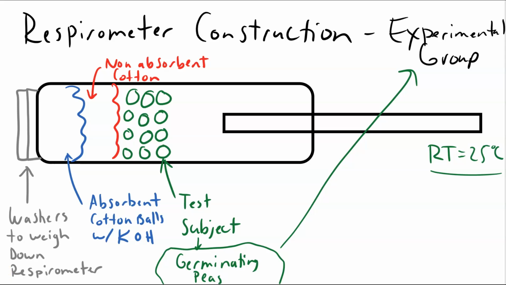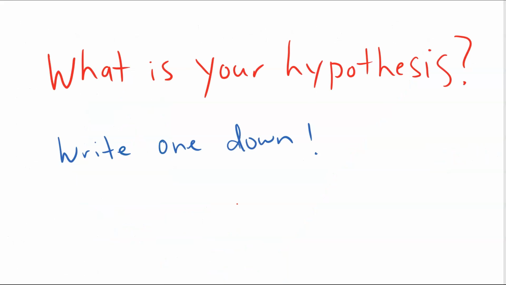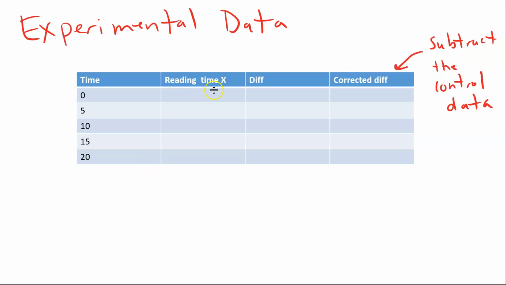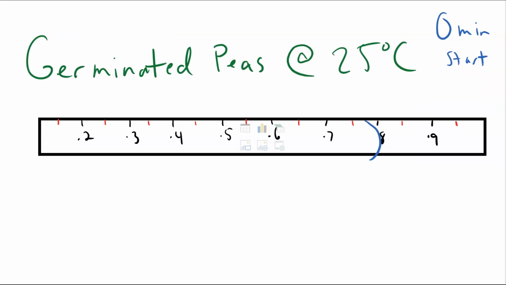But let's go ahead and run our experiment for germinating P's in the respirometer setup at 25 Celsius. What is your hypothesis? What do you think is going to happen in this experiment? So go ahead and write that down. Here's your data table that I want you to fill out. So again, you're following the readings at every 5 minutes. You're calculating the difference between readings, and the corrected difference is you're subtracting the difference seen in the control glass bead respirometer for each of those time points. So you're getting more precise by subtracting that control data. Okay, so here's your data for germinating peas at 25. You place the respirometer in the water, it starts at 0.8.